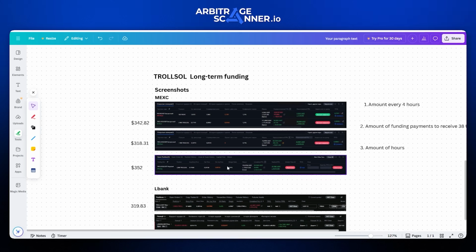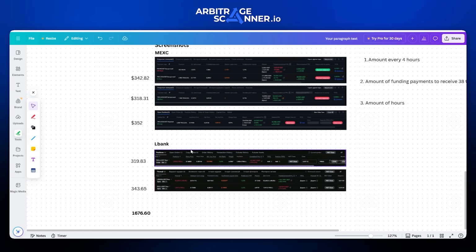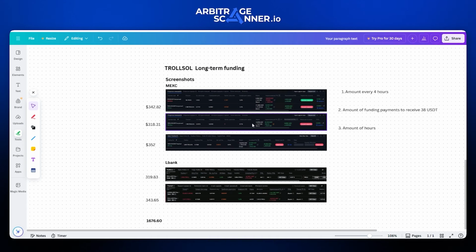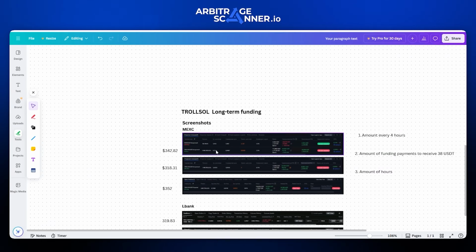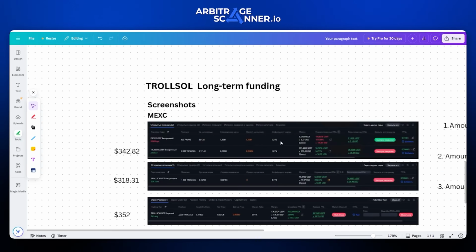Thus, the client was earning funding on MEX and at the same time was protected from sharp market moves via his hedge on LBank. Now let's see with what kind of deposit the client entered all those trades. I'll show you how we can actually calculate this, looking at the screenshot of, for example, this open position right here. So let's go.